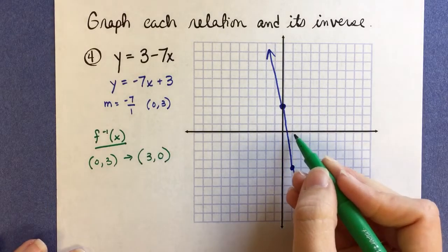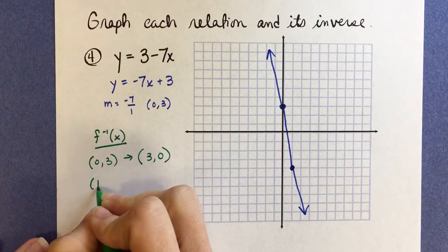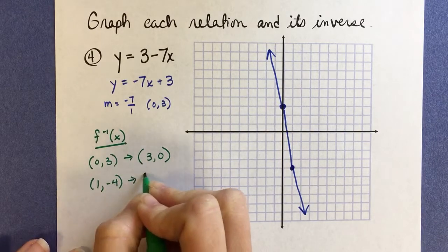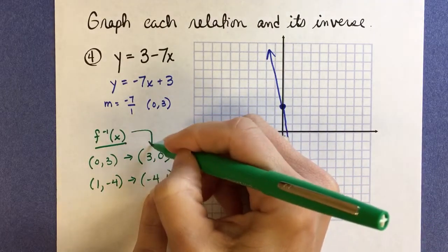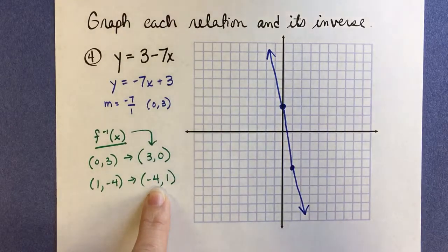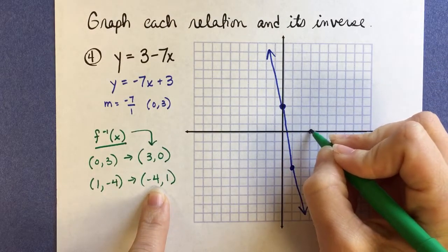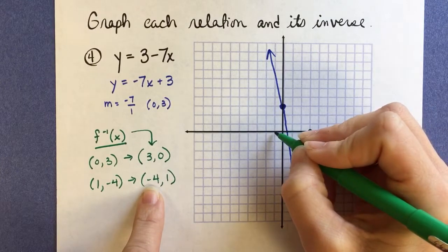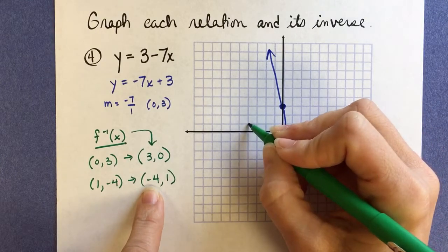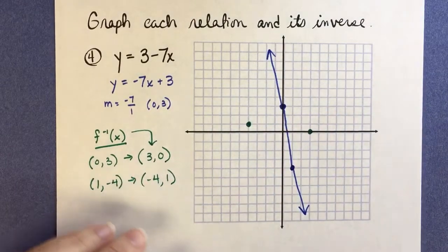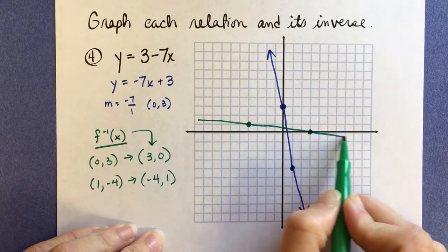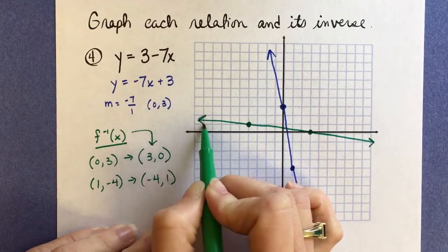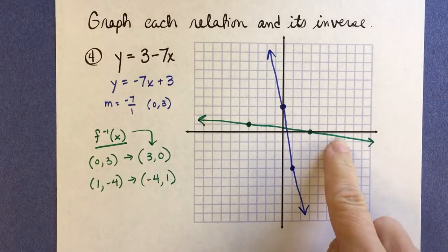Okay, this is located at 1, -4. So if I switch my x and y, then I have -4, 1. So now graph these 2 points. So these are the points that are my inverse. So 3, 0 and -4, 1. And now connect those up. So this would be the graph of my inverse.